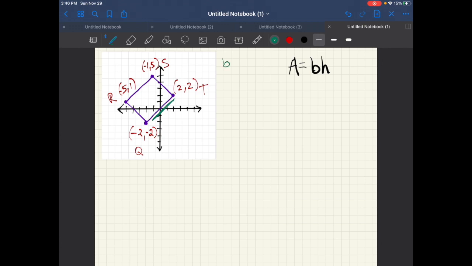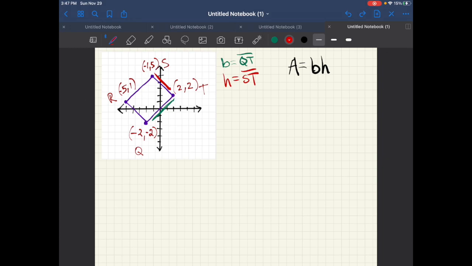So let's identify this as the base. So the base is going to be segment QT. And then we need the height. So let's say the height is this one here. So the height is going to be segment ST. And we could have just as easily chosen RQ for the height and RS as the base. It doesn't really matter which one you use.